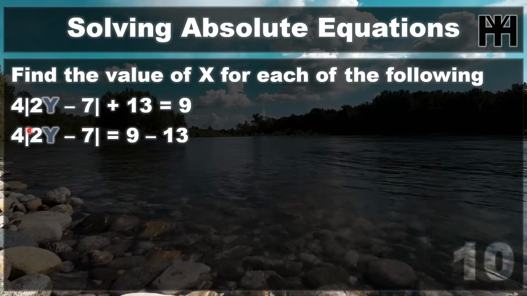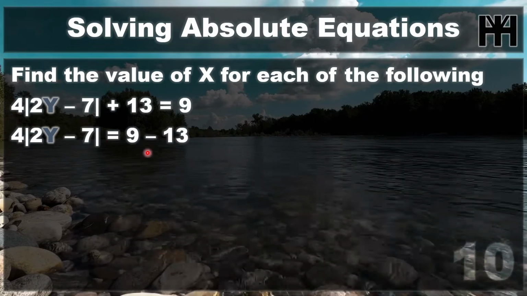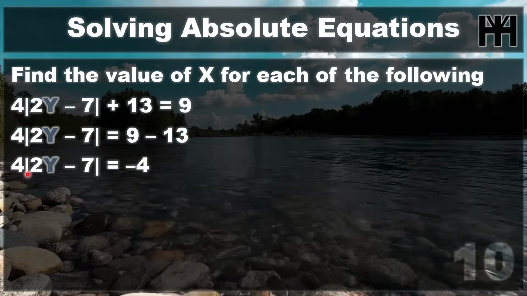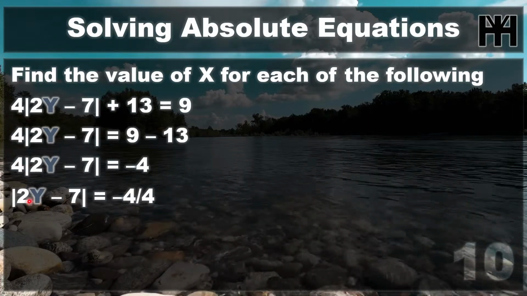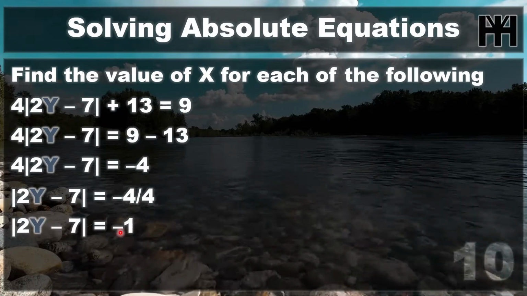So it will be 4 times the absolute value of 2y minus 7 equal 9 minus 13. So it will be 4 times the absolute value of 2y minus 7 equal negative 4. Then send the 4 to the other side. It will be 2y minus 7 under the absolute value, and negative 4 divided by 4, so it will be equal to negative 1.